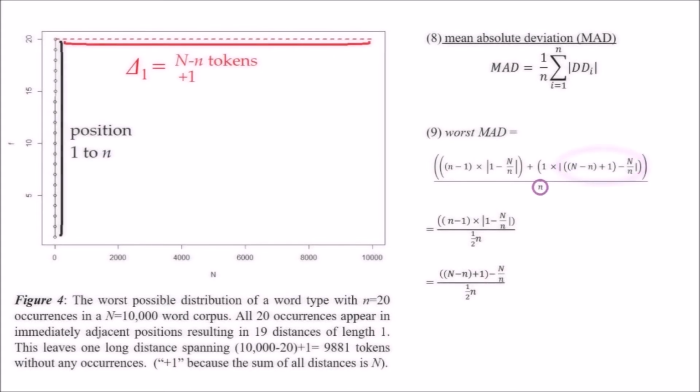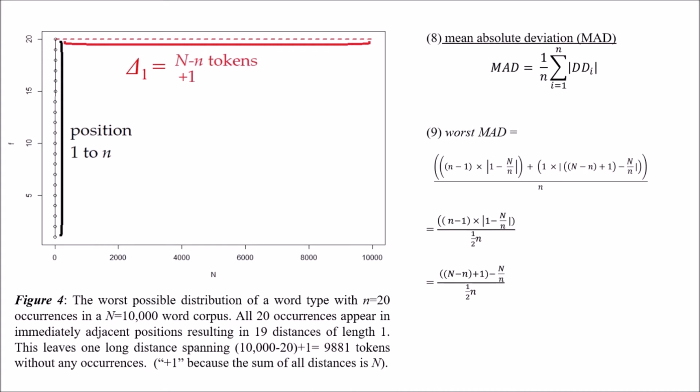You need to add this plus 1 so that the sum of all distances adds up to the corpus size. Then you simply divide the sum of the absolute deviations of these distances by n. For instance, the worst possible MAD of the word book in Brown turns out to be 10,224 tokens. In other words, it is impossible for the distances of a word of that frequency in Brown to diverge, on average, by more than that number from its uniform distribution.